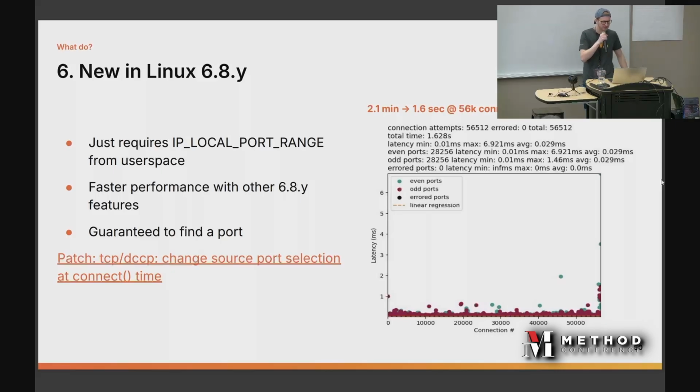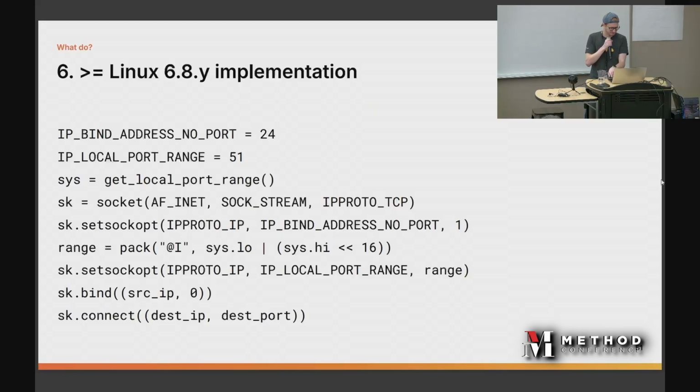The gist of it is that it's guaranteed to find a port. Great. Here's the patch that actually introduces that, and you can follow that link there. This is how it's actually implemented. Before, we saw that we were calculating our window sizes and offsetting them, but now we no longer need to do that. So this is the full implementation here. You just set your IP bind address no port, you give it your port range, boom, you are done. And in this case, we gave it the entire system.